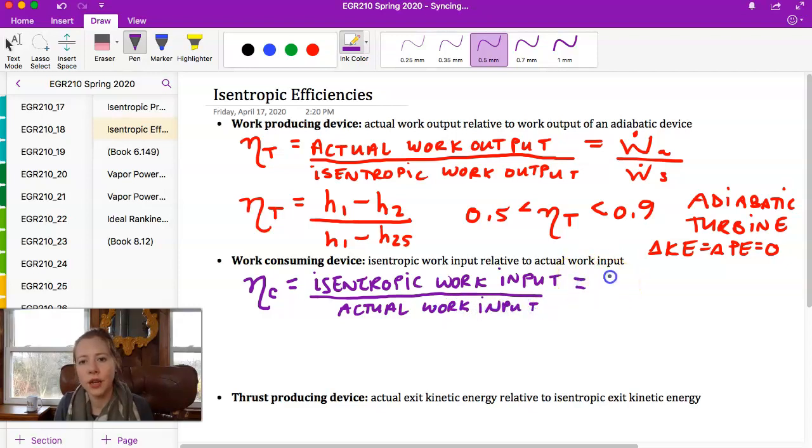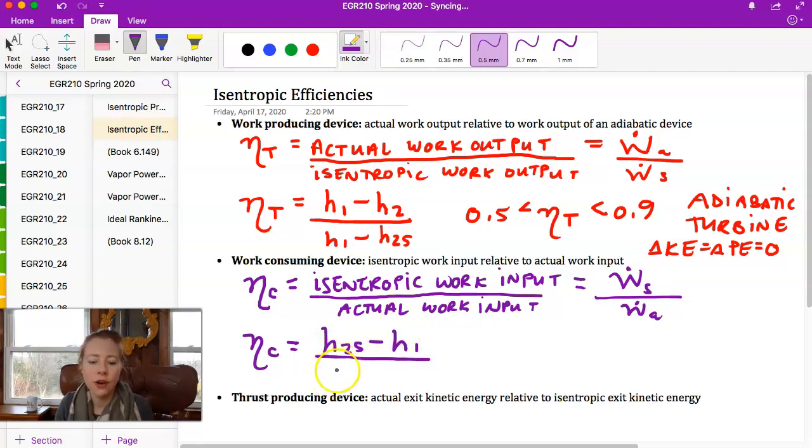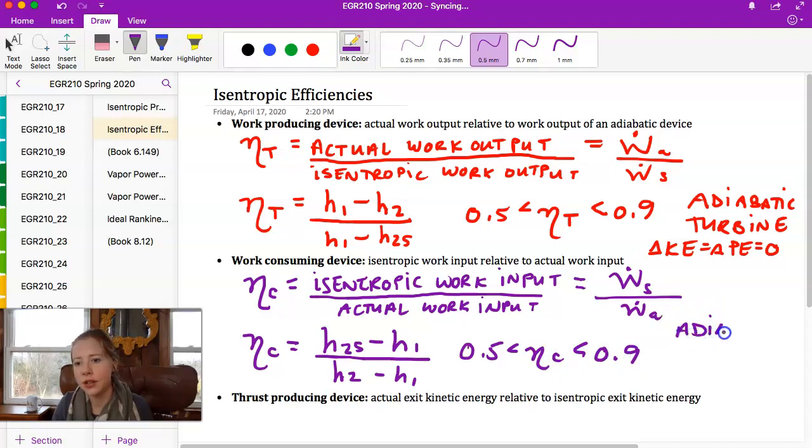And so this is going to be isentropic in divided by actual in. And so this can also be calculated looking at enthalpy. So it'd be H2s minus H1 over H2 minus H1. And similar to the isentropic efficiency for a turbine, the typical range is between 0.5 and 0.9. So 0.5 is less than eta C is less than 0.9. And that would be for an adiabatic compressor.